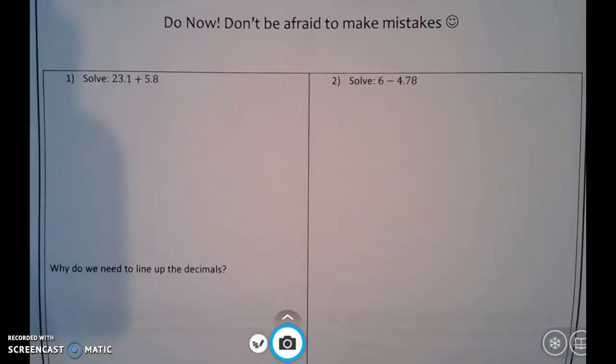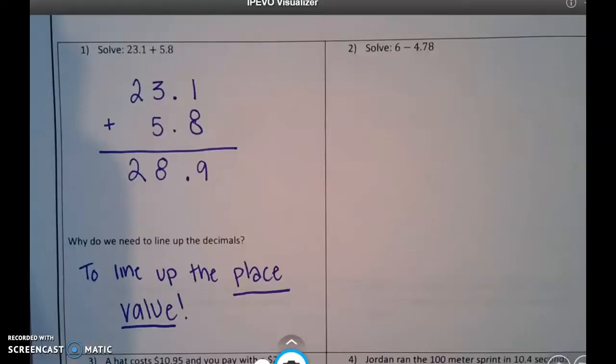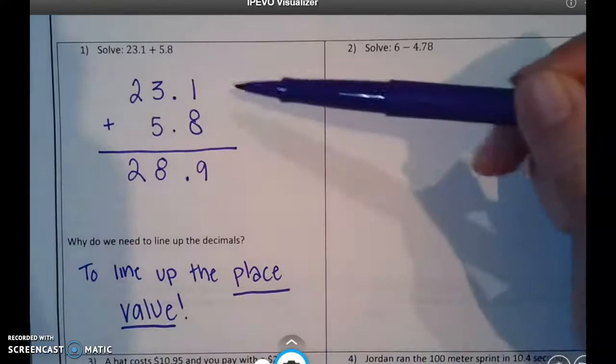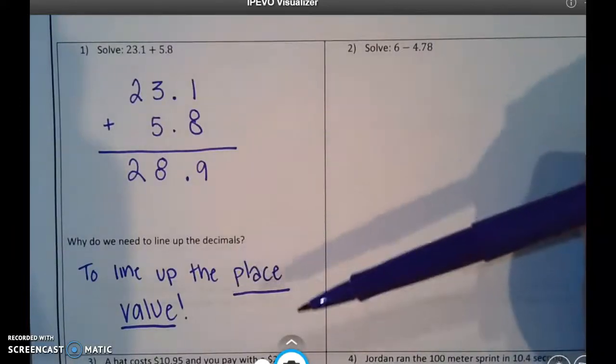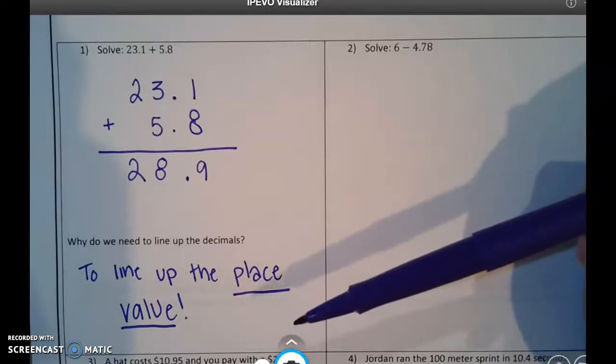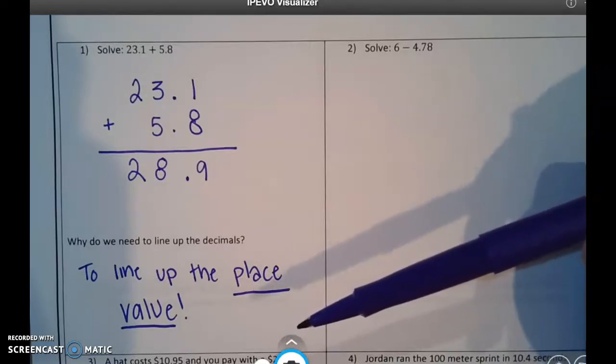Number 1. As we go through this do now, make sure your paper looks exactly like my paper. Look how nice and neat it is. And of course, you have to line up the place value. Write it down. Line up the place value. Keep going, you're doing great.